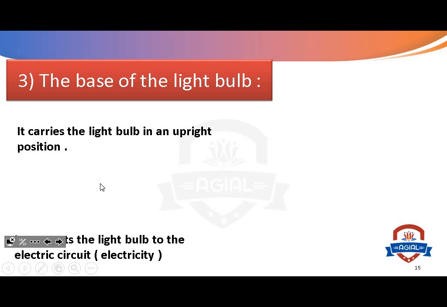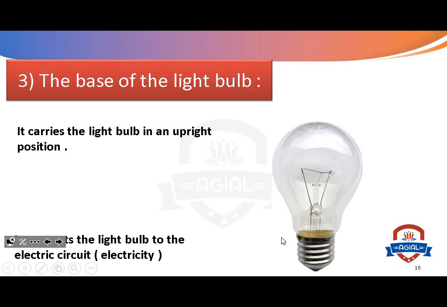So again, this is the base of the light bulb. Doing what? It carries the light bulb in an upright position. Number two, it connects the light bulb to the electric circuit, to the electricity. Okay?